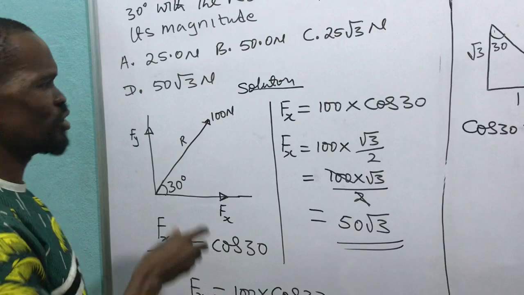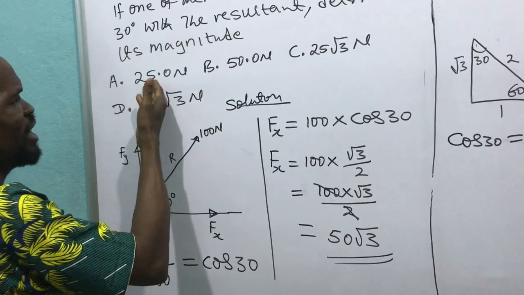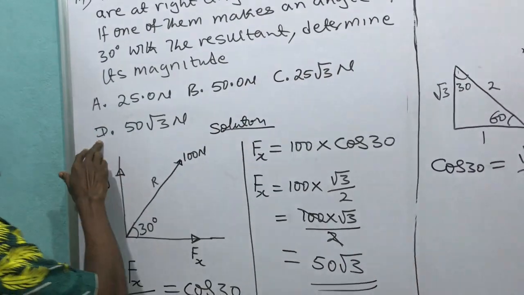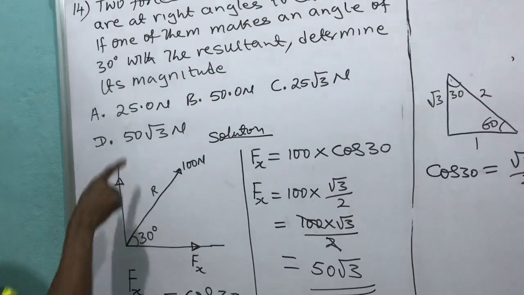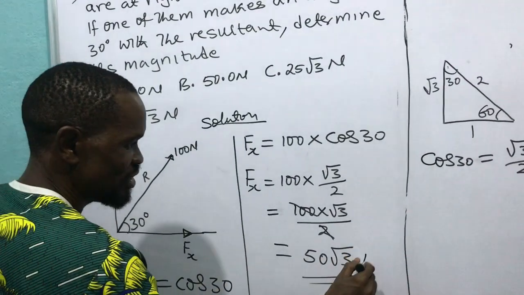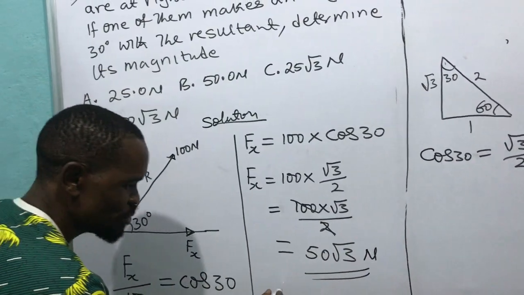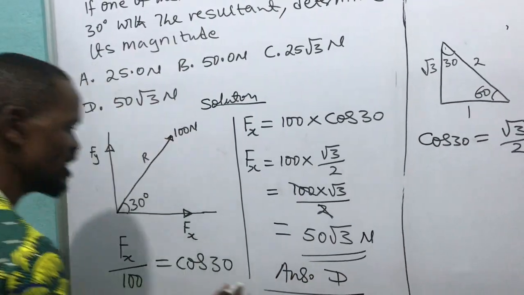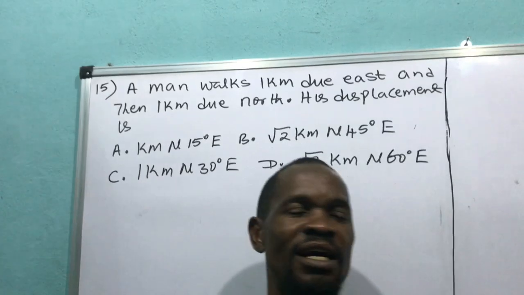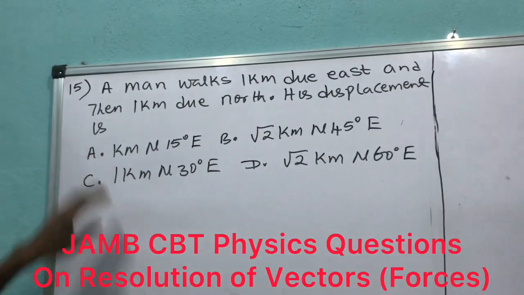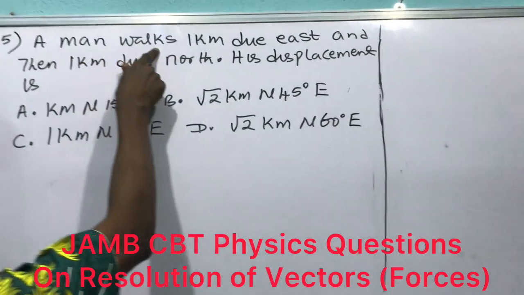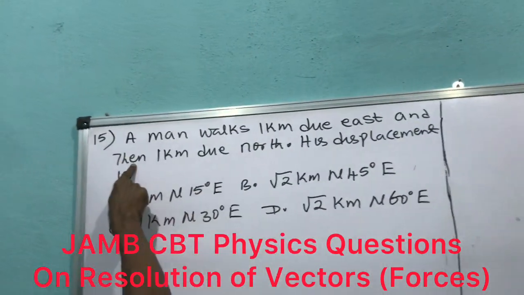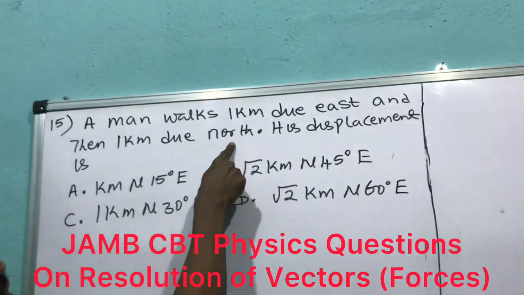I will now go to the options to look for that. Option A is not that. Option B is not that. Option C is not that. I look at option D, and that's the correct answer, 50 root 3. And my answer is option D. That's our answer here. Yeah, that's question number 15. Question number 15 says, a man walks 1 kilometer due east and then 1 kilometer due north.